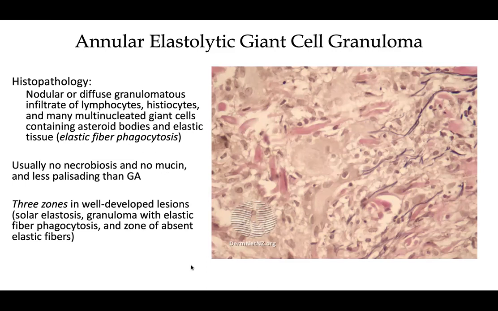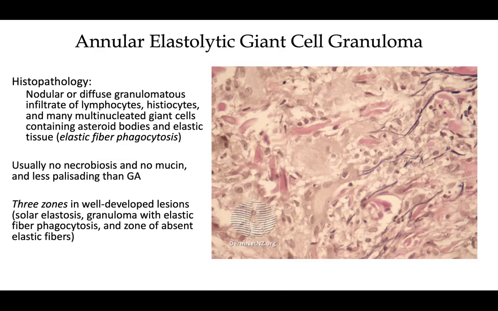So if you do a Verhoeff-van Gieson stain to highlight the elastic fibers, you may see that fragments of elastic fibers are located within the giant cells themselves. And that helps to clinch the diagnosis along with the clinical information. In contrast to the other types of granulomatous inflammatory patterns, you will not see a lot of necrobiosis and you won't see a lot of mucin. You won't see as much palisading as granuloma annulare in traditional GA examples.